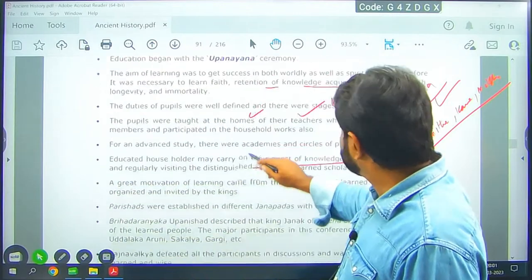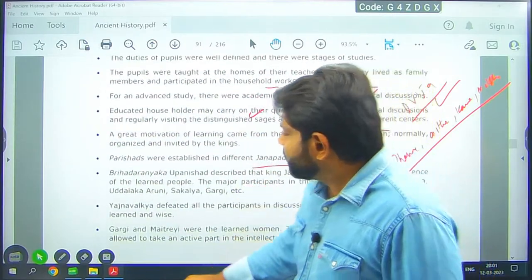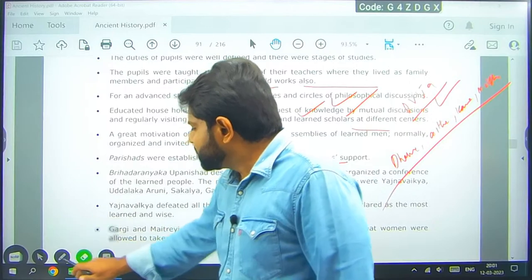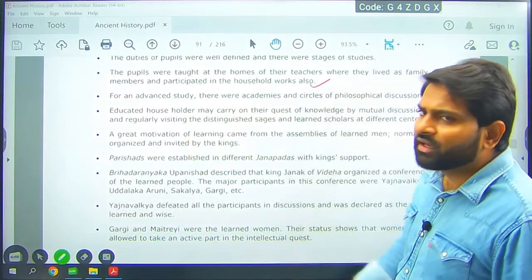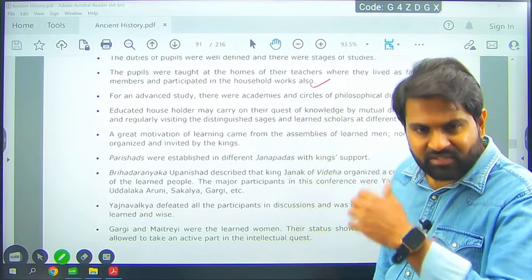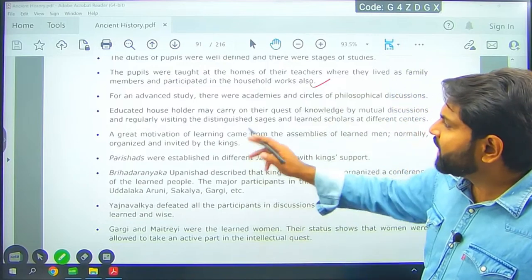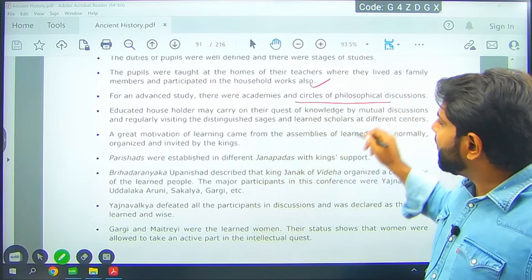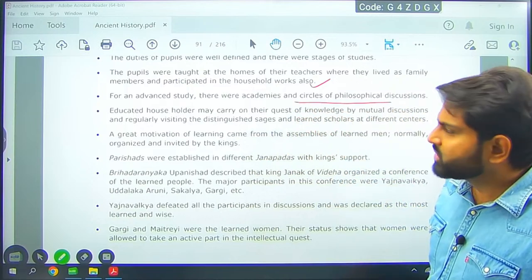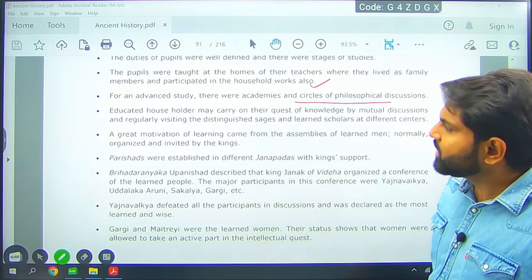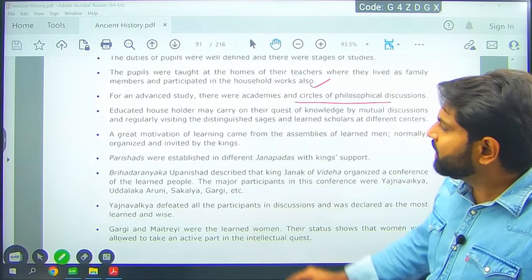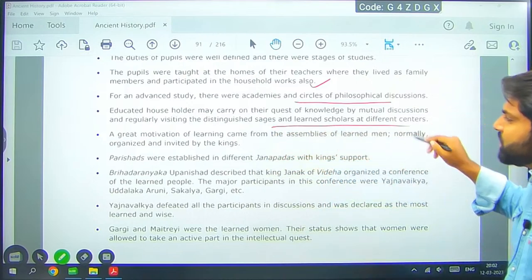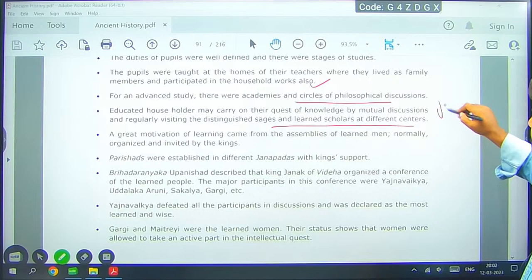The Ashrama system was there. The people were taught in homes of the teachers, where they lived as family members and participated in household services, normally Guru Seva. For advanced study, there were academies and circles of philosophical discussions and debates. Educated householders may carry on their quest for knowledge by mutual discussions and regularly visiting distinguished sages and learned scholars. Normally we call it dialectics.